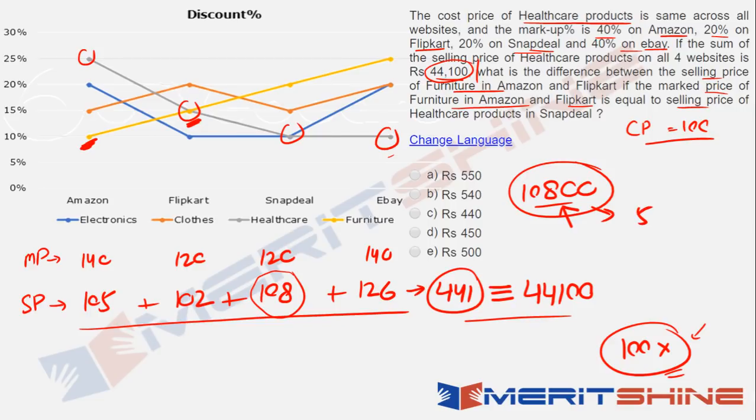If the base is the same, which is the marked price, the difference in the selling price in terms of percentage would be the same as the difference in the discount percentage. So it will be 5% of this number, just that. 10% of this number is 1080, 5% would be 540 here, which is option B. Fine. So I would not advise calculating it separately. If the concept is clear, it can just be done with this calculation.